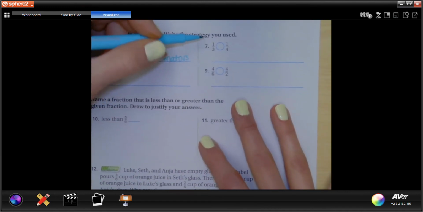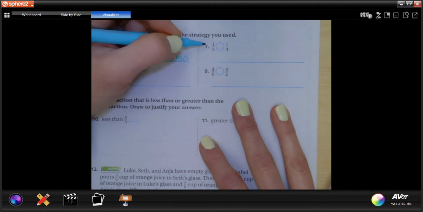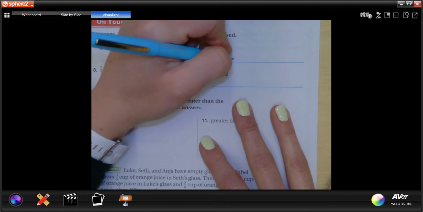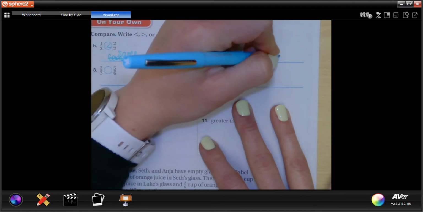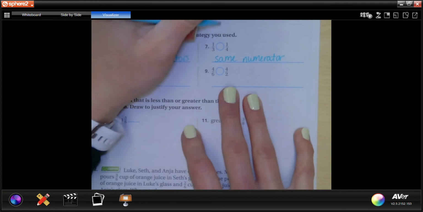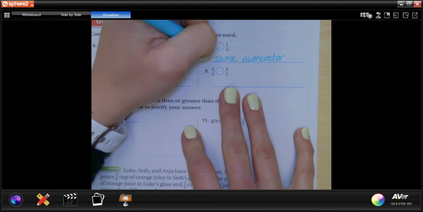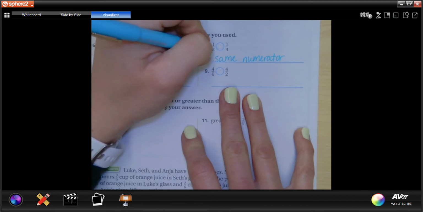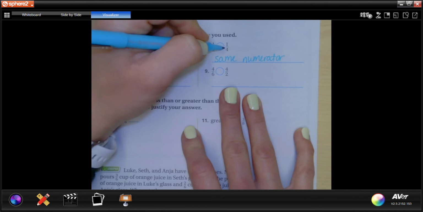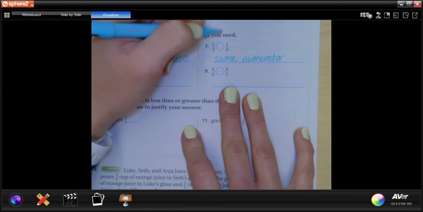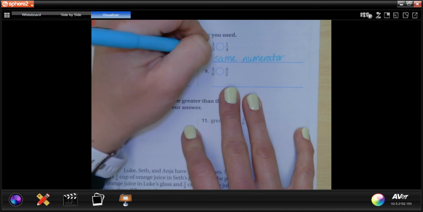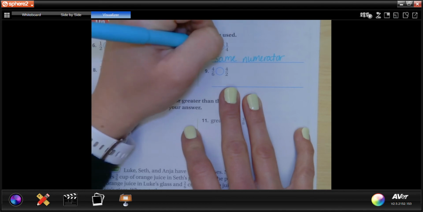Number 7. 1/3 and 1/4 is what we're comparing. Do they have the same numerator? They do. So we are going to compare the denominator. 3 is bigger than 4, like the units, because there are more units. So there are 4 units in this one, and there are only 3 in this one. We know that 1/3 is bigger than 1/4.